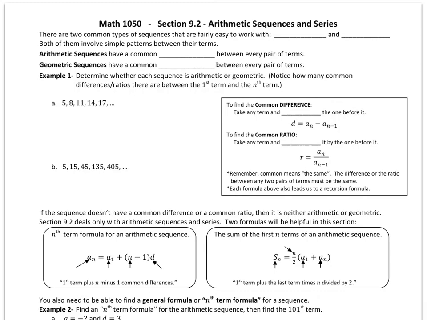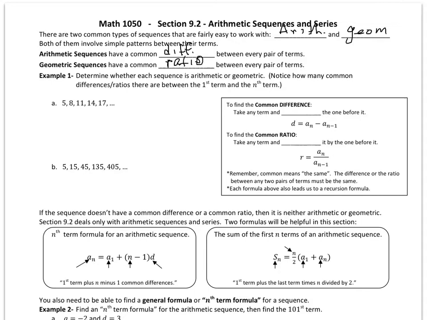Okay, the first type of sequence we're going to work with today is called an arithmetic sequence. And then the second part is called the geometric sequence. Both of them have simple patterns between terms that are pretty easy to find. Arithmetic sequences have what's called a common difference, and geometric sequences have a common ratio between each pair of terms.